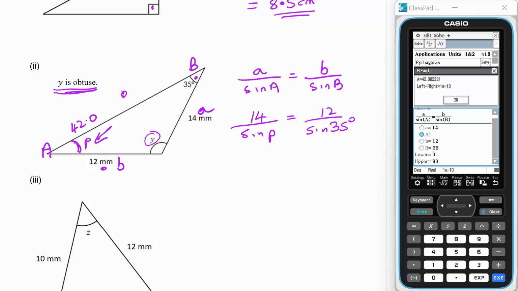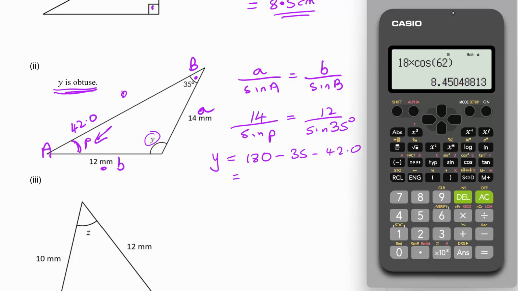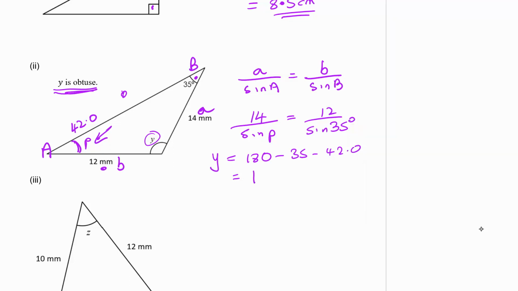And so our y is going to be 180, take away 35, take away 42.0. And let's just quickly get my other calculator up and do that. So 180, take away 35, take away 42 is 103. And I'm going to put 0.0 degrees because it did say to one decimal place.